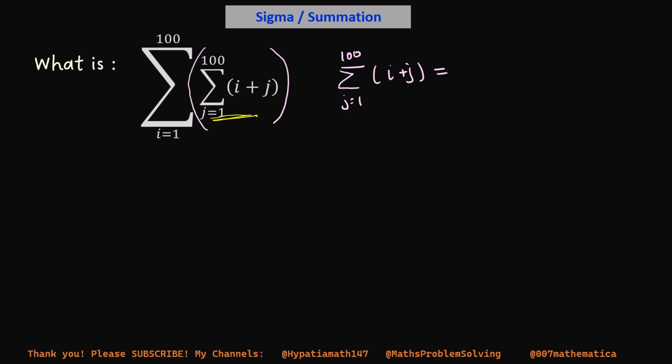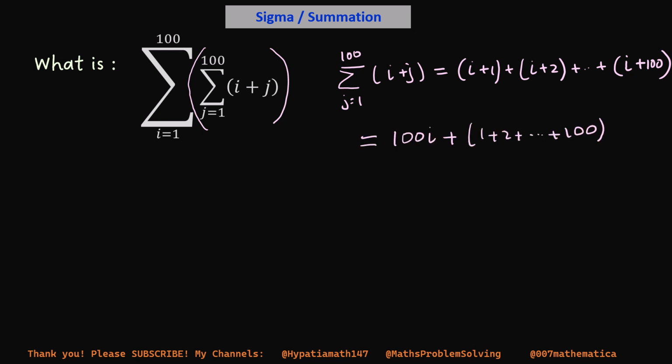So sigma j equals 1 to 100 of i plus j. We can simply write it as i plus 1, plus i plus 2, and so on up to i plus 100. And that would be equal to 100i plus 1 plus 2 and so on up to 100. Then you can find the sum to n terms, so the sum to 100 terms, and 100i remains as it is.